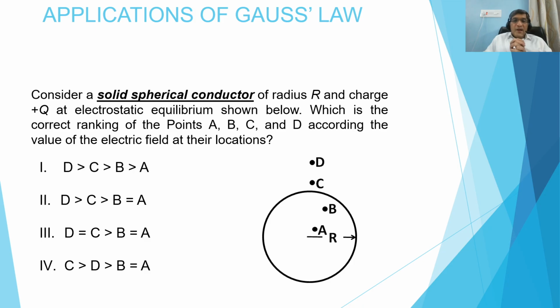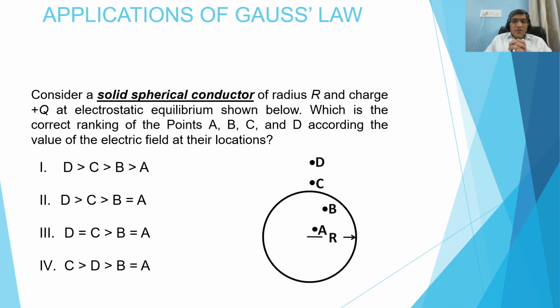Basically, a solid sphere conductor of radius capital R and charge capital Q is at electrostatic equilibrium, as shown below. Electrostatic equilibrium means the charge is stationary, it is time independent, and it is not accelerating or moving with any speed or velocity. So keep that in mind. It is electrostatic in nature. If it is moving or accelerating, then electrodynamics comes in, and things are more critical. Here things are very easy because we have to take the electrostatic case.